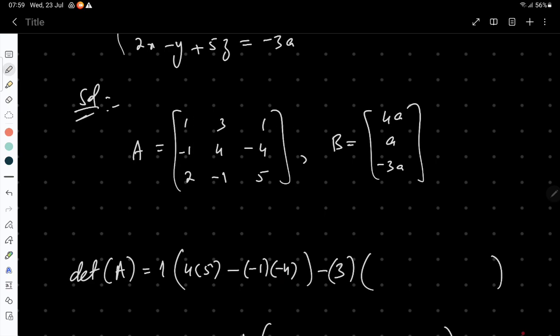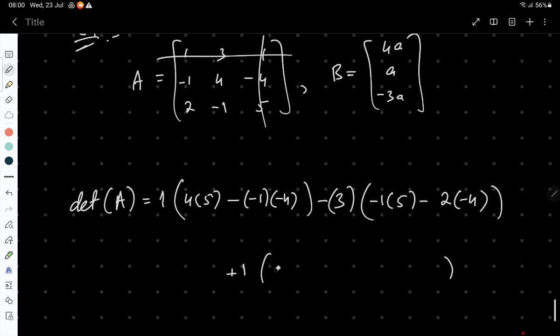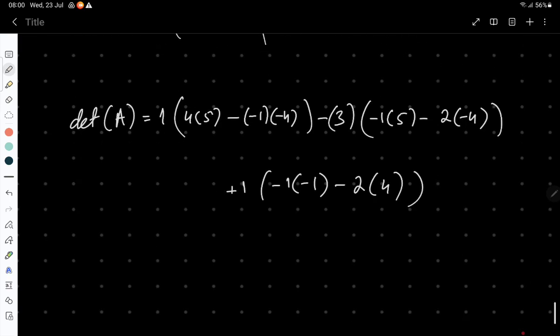Okay, now I have here minus 3. So I will kill this and this. I will write the determinant of the rest. What is that? Minus 1 times 5 minus 2 times minus 4. The last thing is 1 and 1 is this. So I kill this and this. Determinant of this is what? Minus 1 times minus 1 minus 2 times 4. Let's compute this.